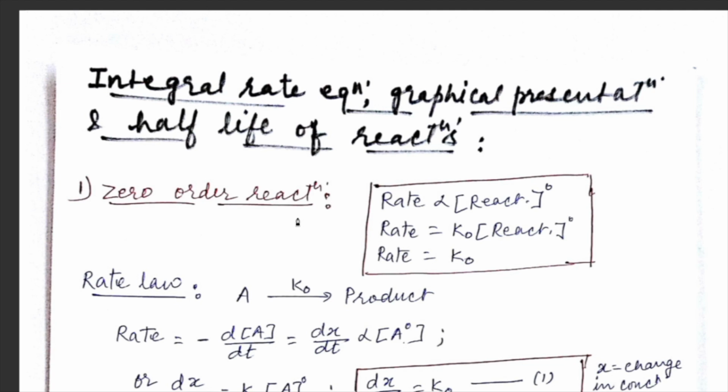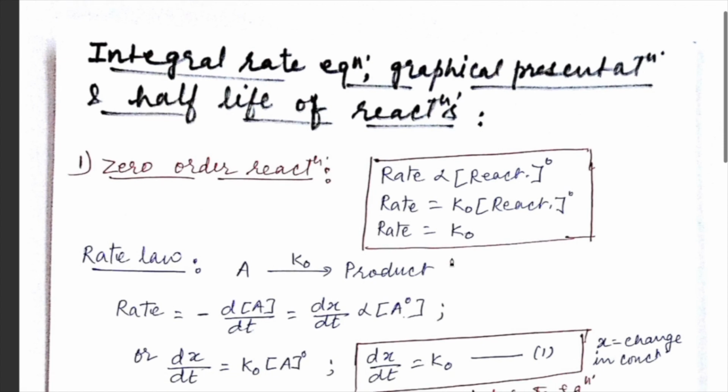Zero order reaction, as we know, is a reaction for which the rate of the reaction doesn't depend upon reactant concentration. That can be represented by putting power 0 to the reactant concentration. So in this way, rate becomes equal to K naught, that is, the rate of the zero order reaction is a constant quantity as it doesn't depend upon the concentration of the reactant.